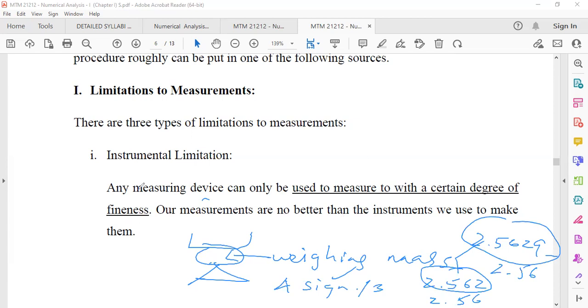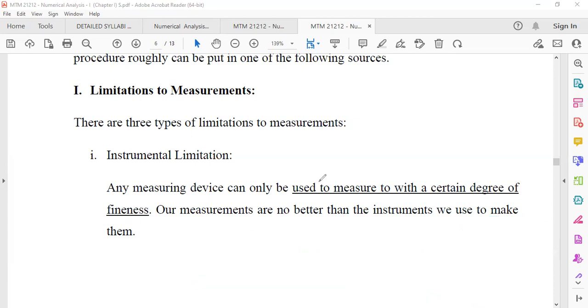So that's what it says. Any measuring device can only be used to measure to a certain degree of fineness. Then our measurements are no better than the instrument. So what the instrument takes is the value, so it will have some errors.